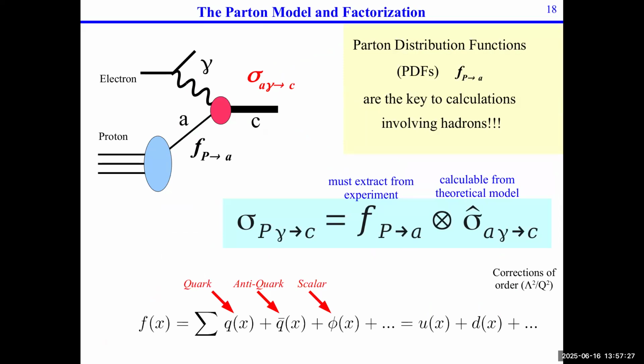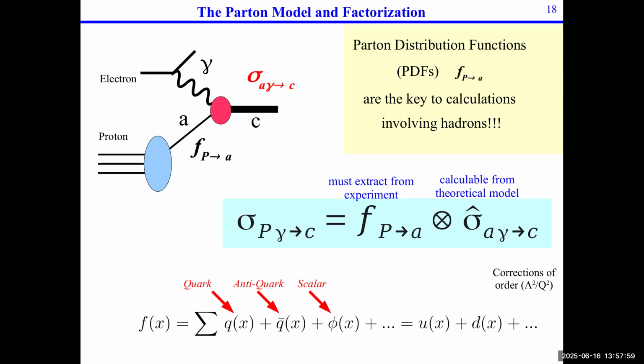I can put all that very messy hadronic physics into this blob here, and I'll just say I'm going to parameterize this as, the proton produces a quark A with some probability, and then that will interact with this photon, and I can calculate that in the standard model. And I'll write the total cross-section for the physical process as this probability times this theoretical calculable part. And so this I can measure from experiment, this I can calculate from theory.